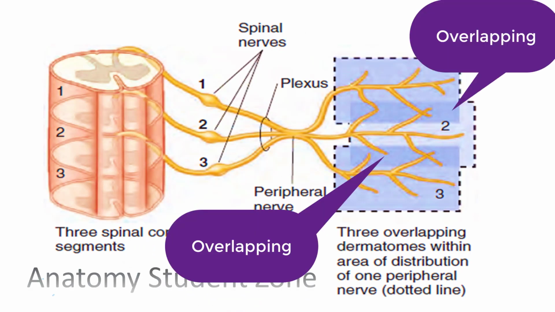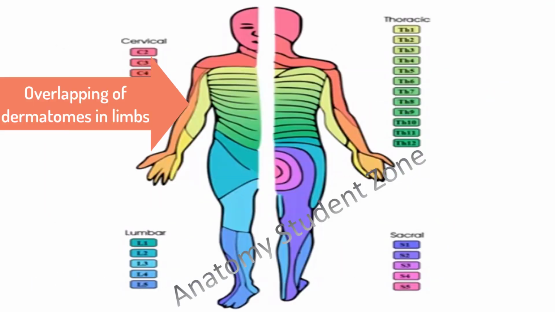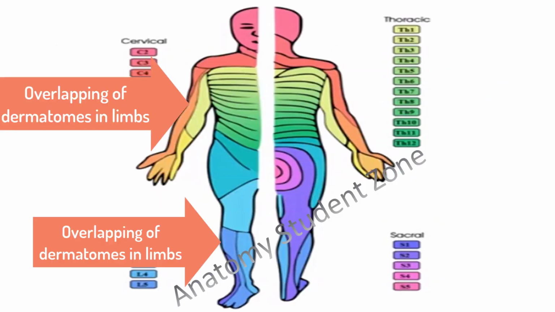On the trunk, the adjacent dermatomes overlap. That's why interruption of a spinal nerve produces no anesthesia. The same happens on the limb. If a single spinal nerve is affected, there is likely still some degree of innervation to that segment of skin that is coming from above or below due to that overlapping.